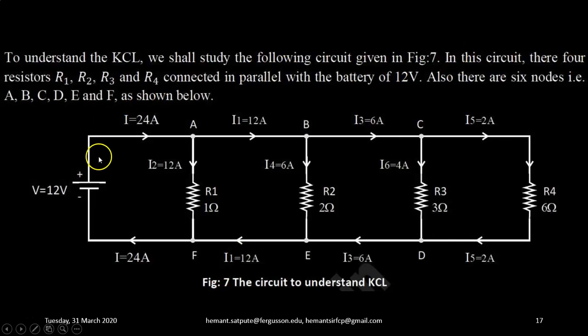In this circuit, there are 4 resistors R1, R2, R3 and R4 which are connected in parallel with a battery of 12 volt. Also, there are 6 nodes, that is node A, node B, node C, node D, node E and node F as shown, because at point A, 3 currents are meeting, out of which one current is coming into the node and the other 2 are going out. Similar is the case for the other nodes.